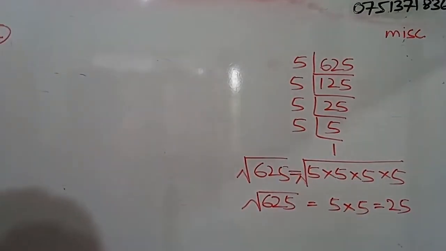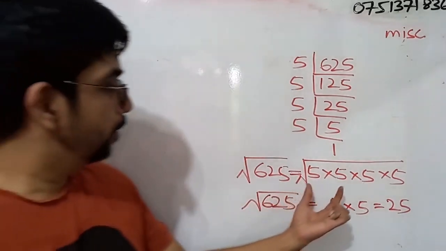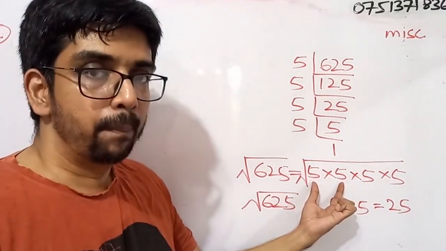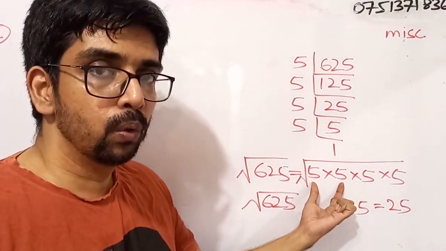So that is the way we calculate it. Right? Now you can see when there are a pair of same numbers, what do?